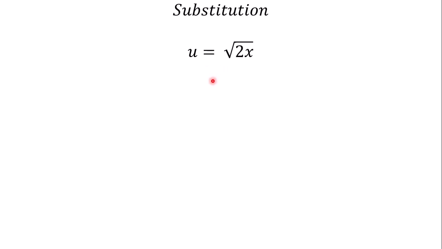We are going to square both sides. When we square this, it will give us 2x. When we square this, it will give us u squared.